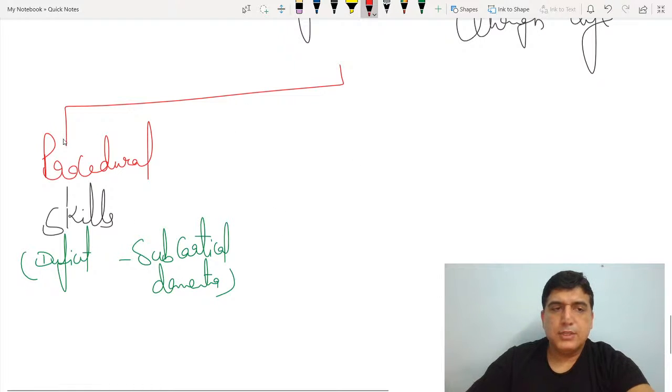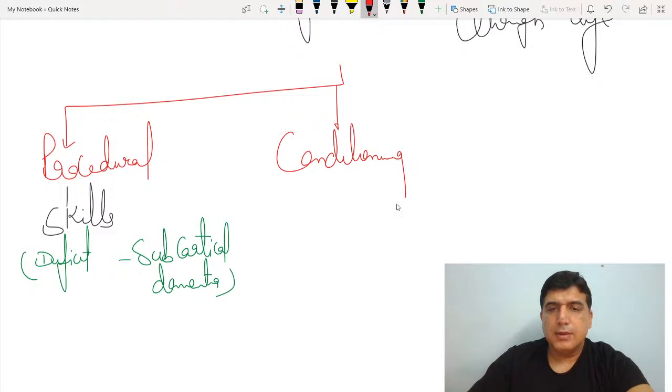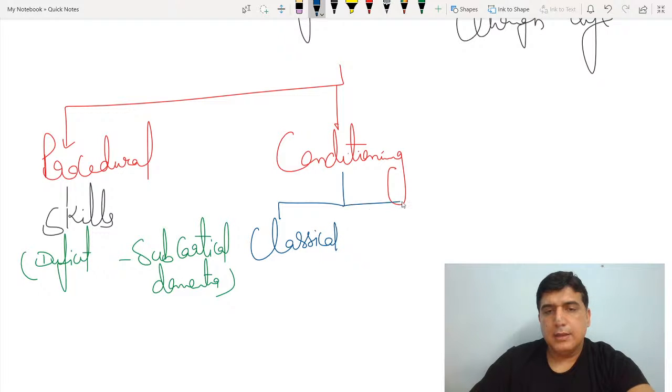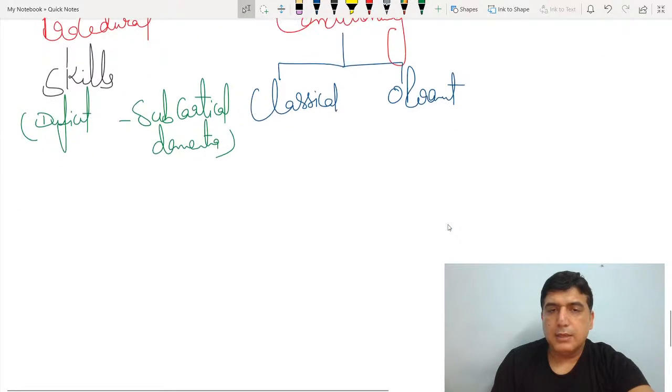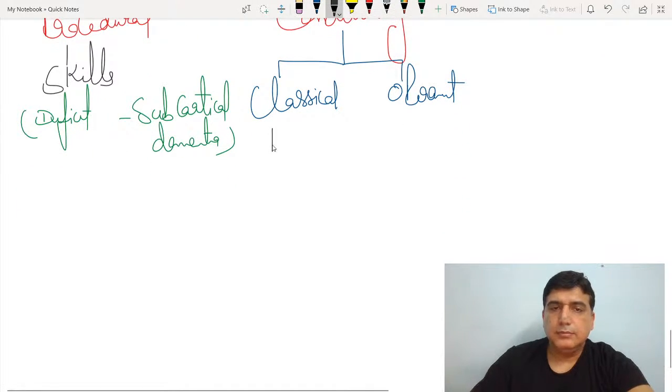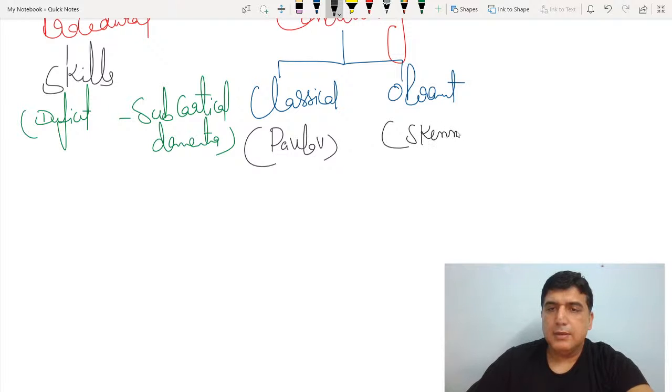Apart from procedural, we have conditioning in implicit memory. We have two types of conditioning: classical and operant. Classical conditioning was given by Pavlov, and operant conditioning was given by Skinner. So classical conditioning was given by Pavlov, operant conditioning was given by Skinner.